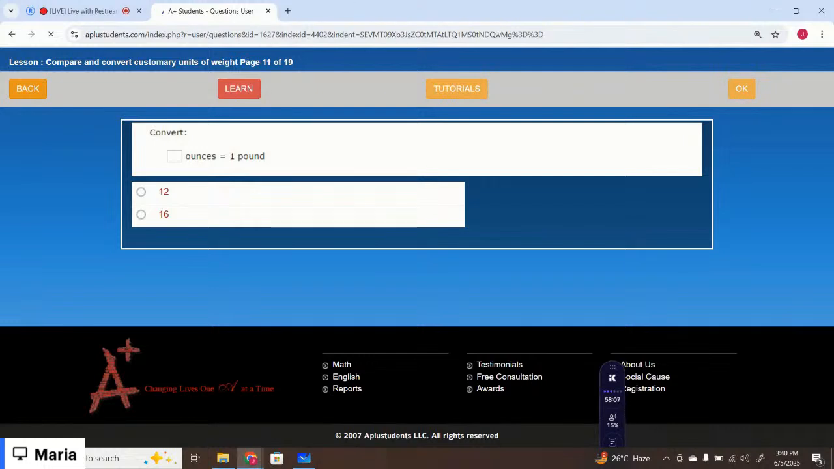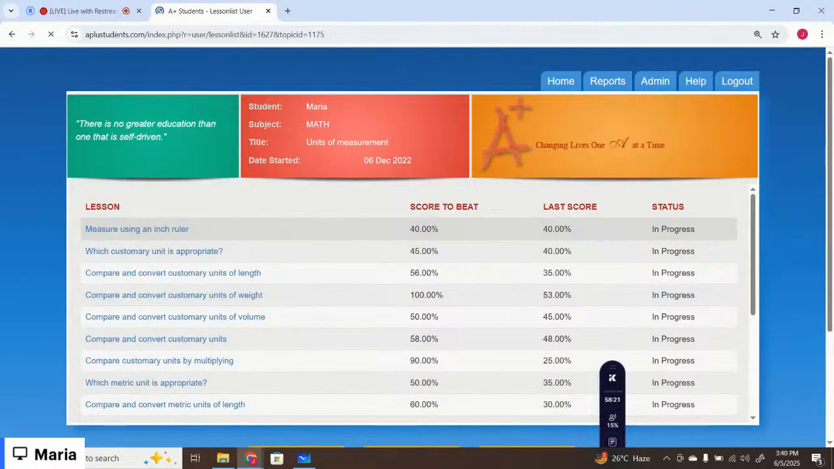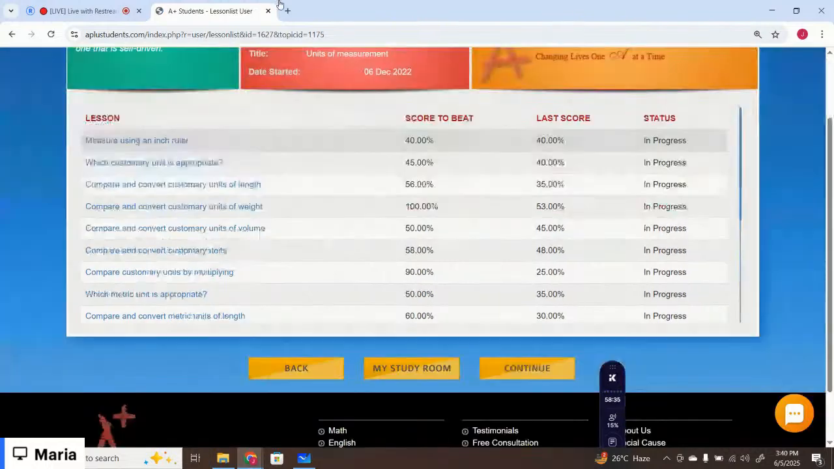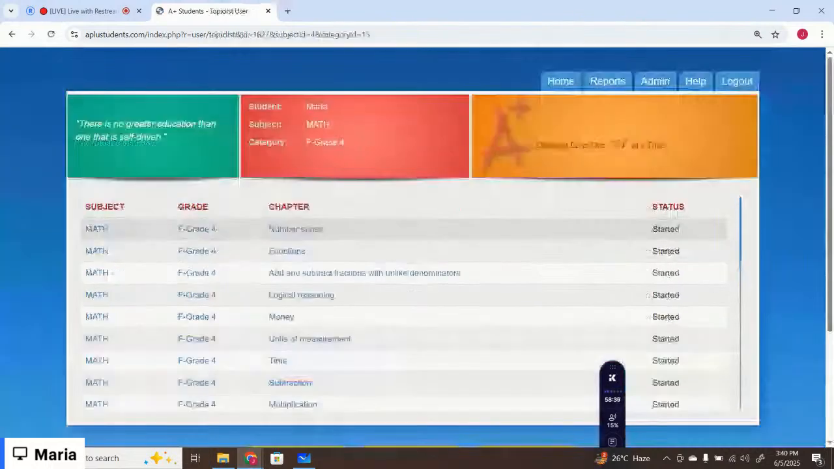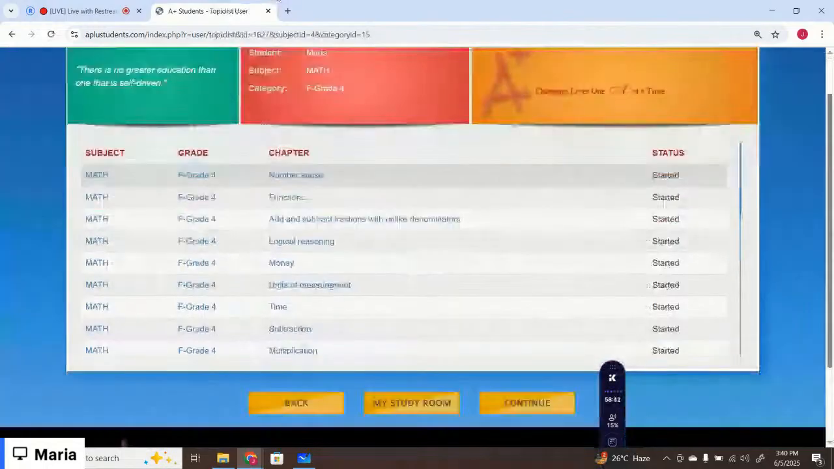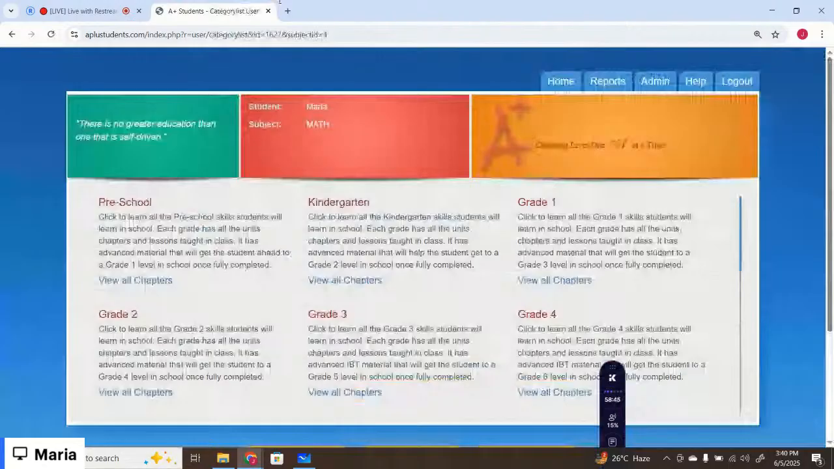So we were working on grade 4 math. The chapter we were working on is units of measurement. The lessons we have covered today are measure using an inch ruler, which customary unit is appropriate, compare and convert customary units of length, and compare and convert customary units of weight. Please make sure before the next session you complete all the practice questions for the lessons we just did. That is your homework until the next session.